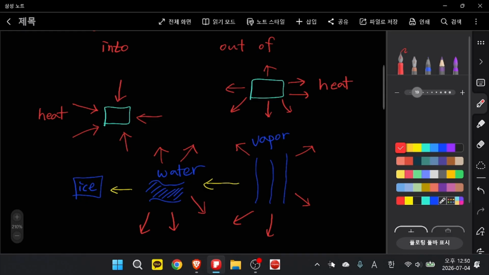Once you remember whether heat goes into or out of the substance, you'll never mix up endothermic and exothermic again.